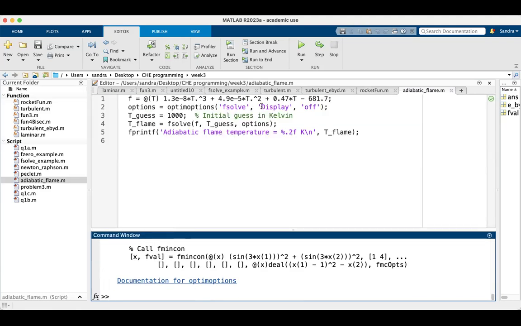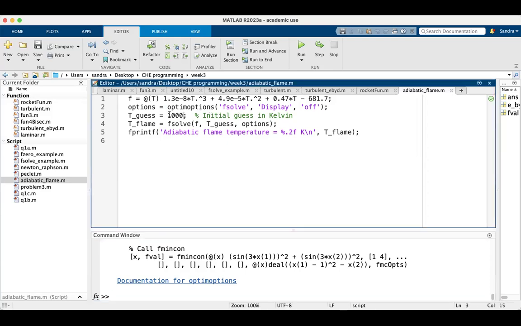So right now I've just written that display should be off, which means I don't want the sentences saying the solution was found to be displayed. Initial guess I'm giving 1000, and then I use fsolve, the function that has been defined here, with the t guess and the extra options. This is how you give it. This options variable, you give it here. And finally, I print it out.